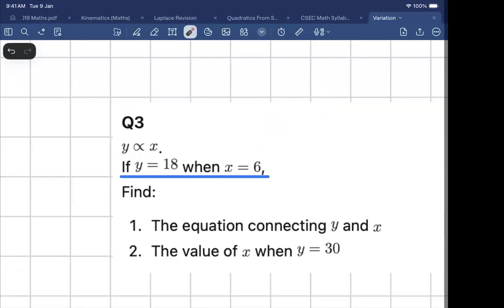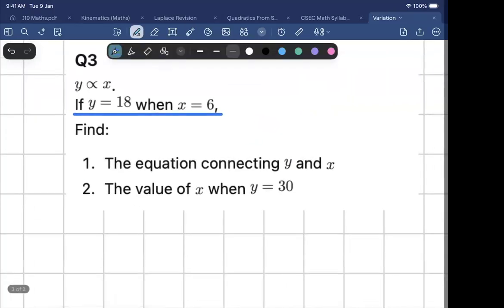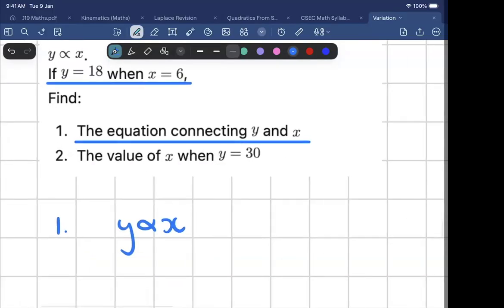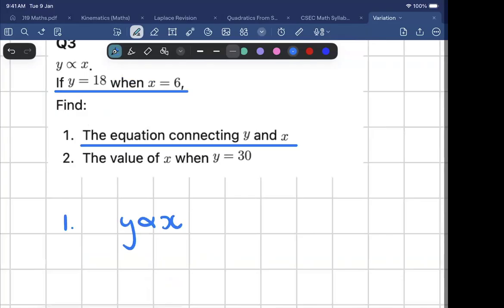Now Nikolai, we need to do the full working for that though. We can't just write that down, although that is correct. So let's write down the full working. They're telling us Y is directly proportional to X, and in the first question, they want us to find the equation connecting Y and X. Can't we just find Y is equal to 3X, linking Y to X? But we need to do the full working.